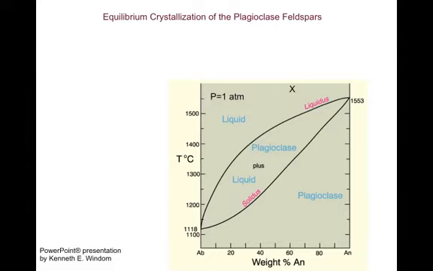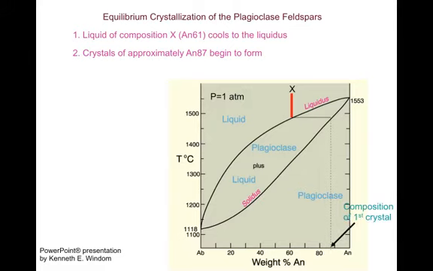This has an animation that I'll walk you through. This liquid magma is starting off with a composition X, and you can get the composition by drawing a vertical line down to the x-axis and seeing that the composition is 61% anorthite. We're going to cool this magma down to where it reaches the liquidus. As we're cooling down to the liquidus point, it's still liquid. But once it reaches the liquidus, then we start to crystallize out plagioclase.